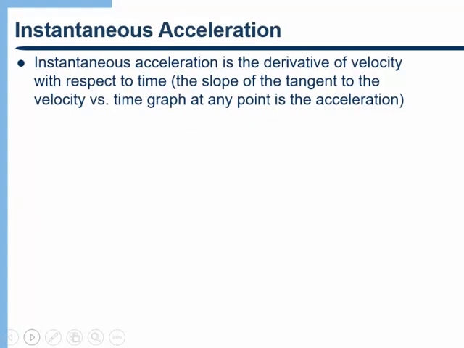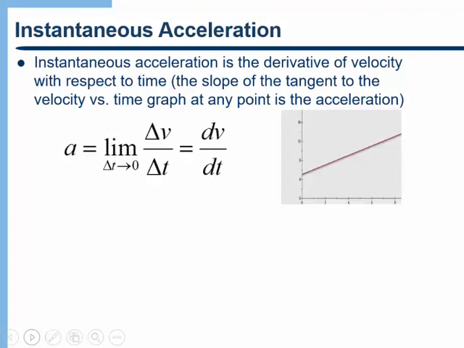Now, just like we defined instantaneous velocity, we can do the same thing for acceleration. We're going to do it the exact same way. Instantaneous acceleration is defined as the limit of the average acceleration, delta v over delta t, as delta t goes to 0.